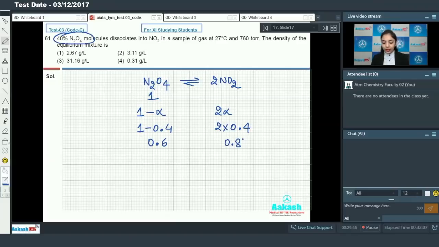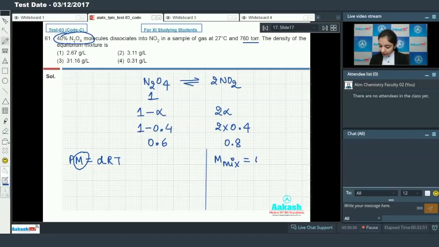So now you have to calculate the density of the equilibrium mixture. So we need to apply the expression PM is equal to dRT, where P is the pressure, that is 760 torr we have been given, and temperature we have been given, that is 27 degrees Celsius. But the problem here is the molar mass of the mixture. So first of all, calculate the molar mass of the mixture, because the mixture contains both N2O4 and NO2.